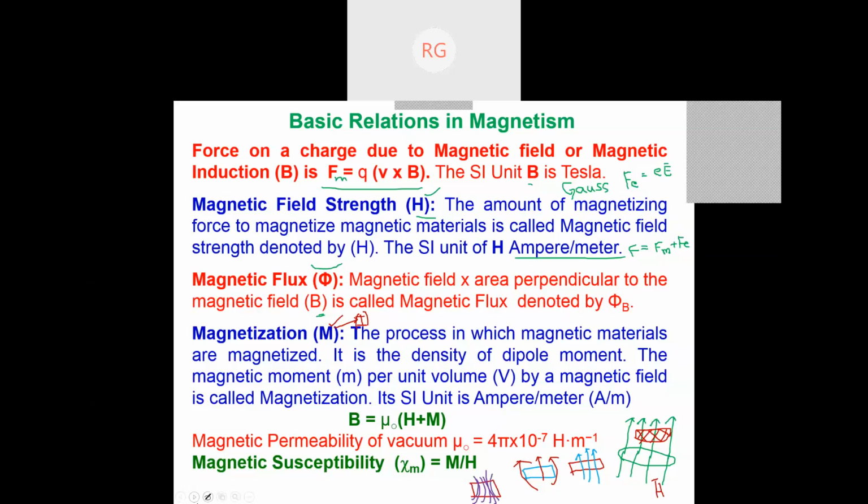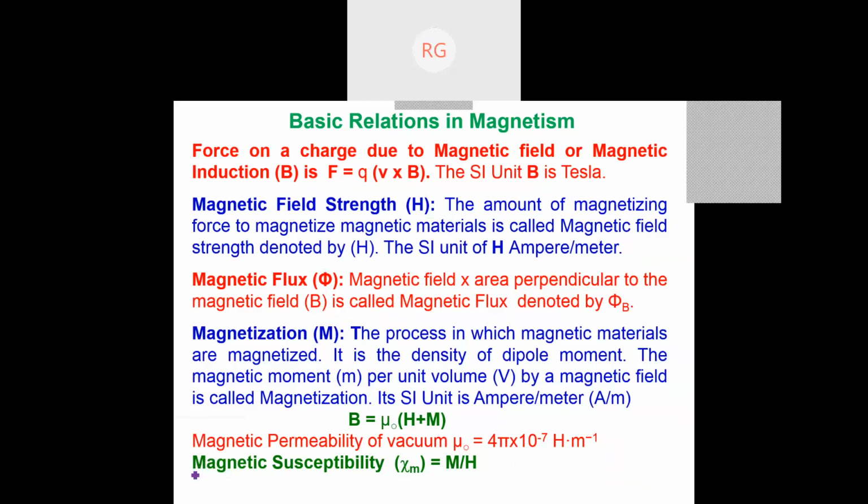The property of the material that allows the magnetic lines of force to go into it is called permeability, mu. Mu is the permeability, and mu naught is the permeability of free space. And if I take mu and mu r, the relative permeability, the ease with which the magnetic lines of force are moving into the material is described by the permeability of the material.